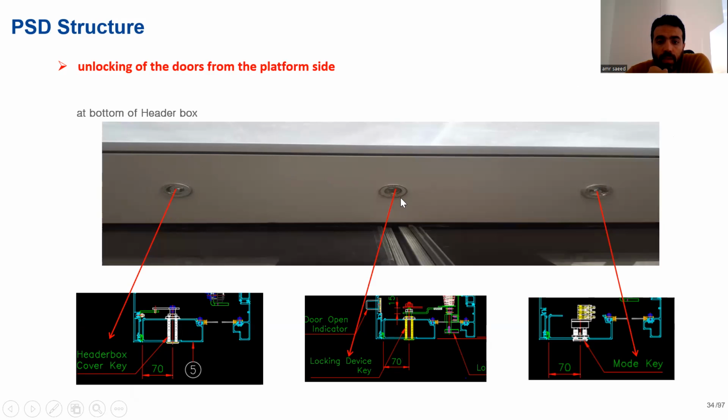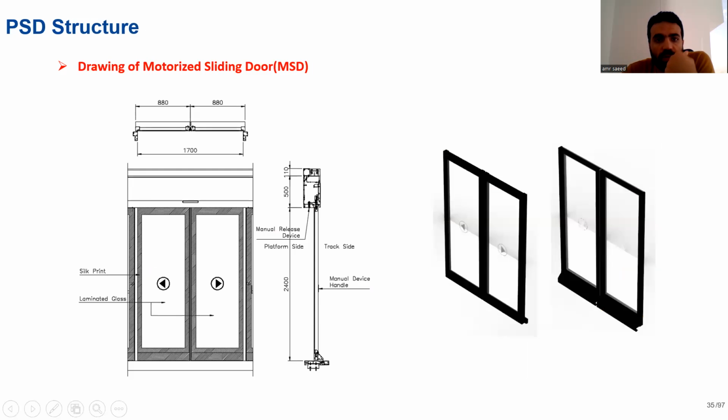And this key to lock or unlock MSD, and this key for modes. PSD and MSD has 3 modes. We'll see it later. This is the drawing of MSD. You can see here this silk print illuminated glass.